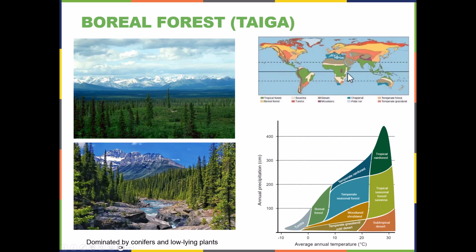Next, we have the boreal forests. We look at where the boreal forests are here. They're right below the tundras. This yellowish area right here is boreal forest. We can see the boreal forest next to the tundra here. So a little bit warmer and a little bit more precipitation. Here we're going to see a lot of dominance in the conifers. So these are evergreen trees, and then also some low-lying plants that we see through here. Conifers are trees that do not shed their leaves.